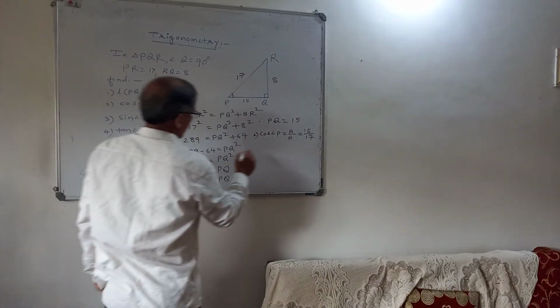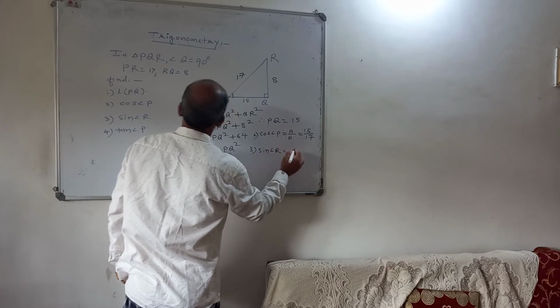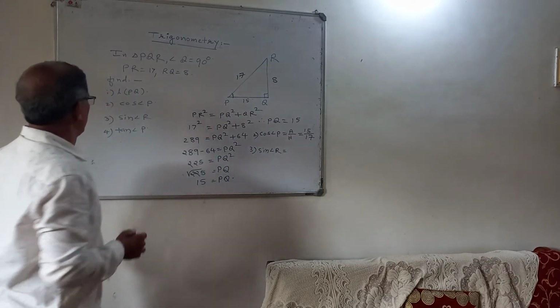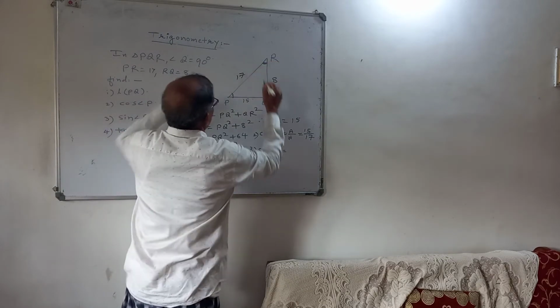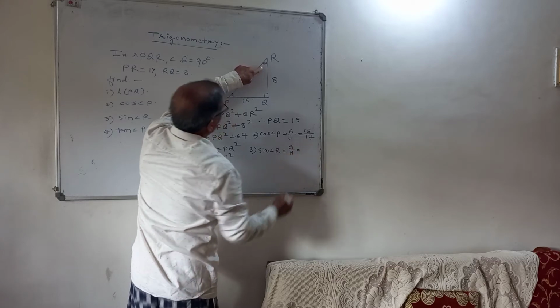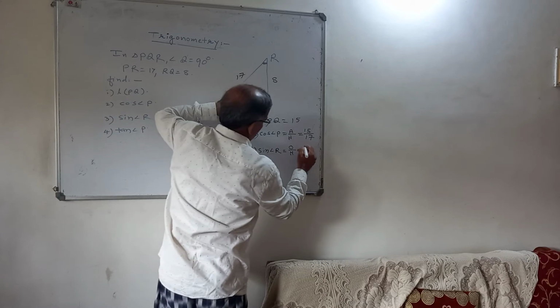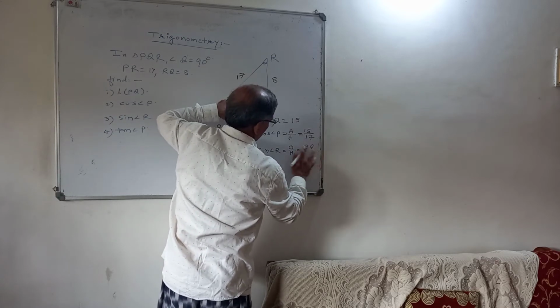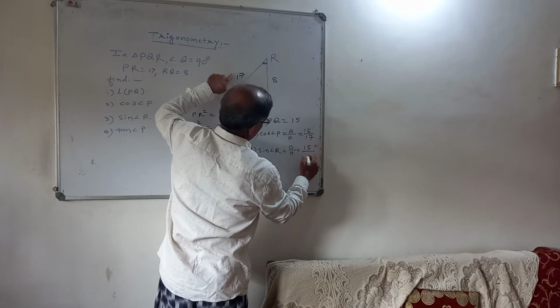Then go to the second, third one. Third: sin of angle R. Angle R means here now. Sin means opposite upon hypotenuse. So for this angle, PQ is opposite. PQ means it is how much? 15 upon hypotenuse is 17. Same.